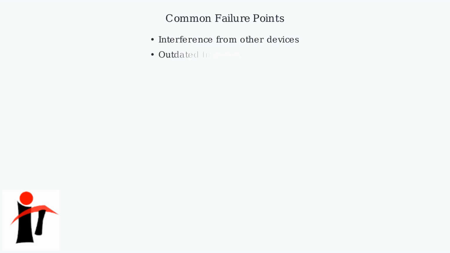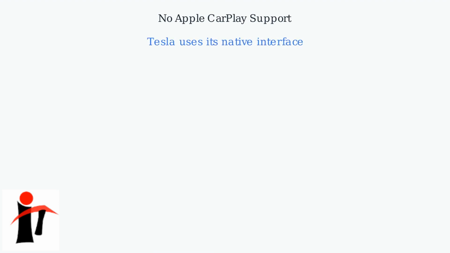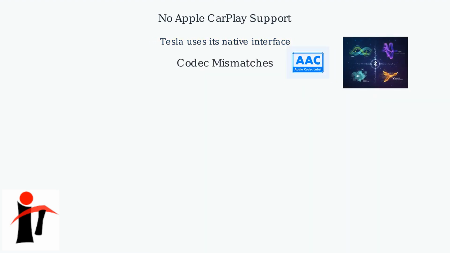Several factors can cause pairing failures, including interference from nearby devices, outdated firmware on either the iPhone or Tesla, or iOS restrictions that limit background Bluetooth activity for privacy. Tesla Model X doesn't support Apple's CarPlay, relying instead on its native interface. This can lead to codec mismatches, such as AAC versus SBC audio formats, which may affect audio quality or connection stability.